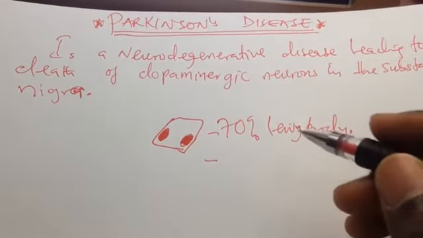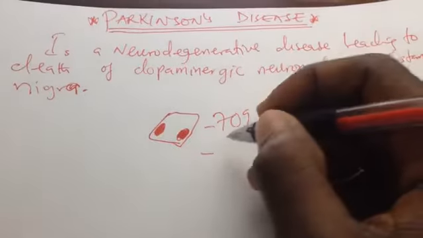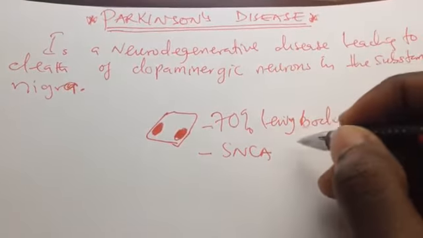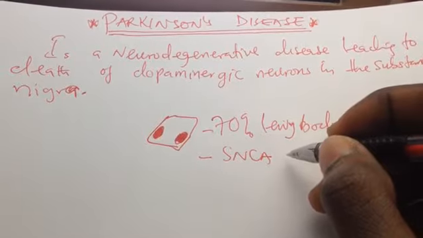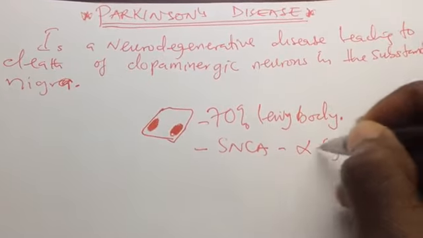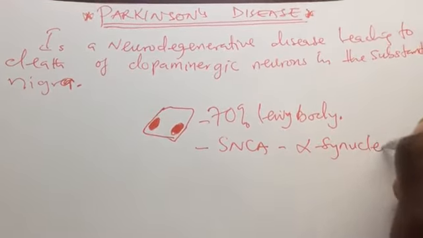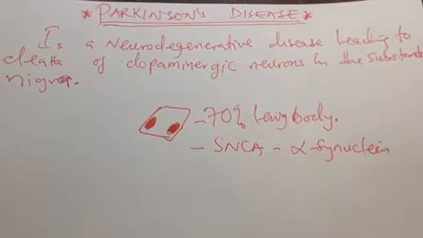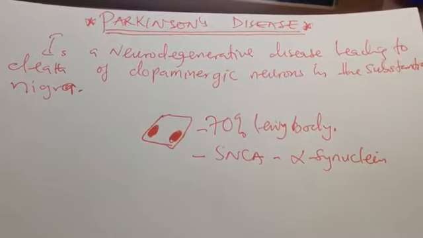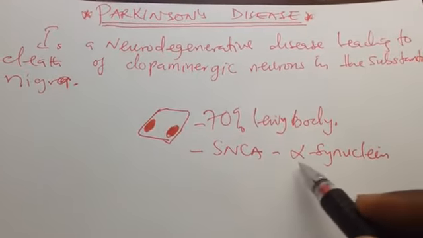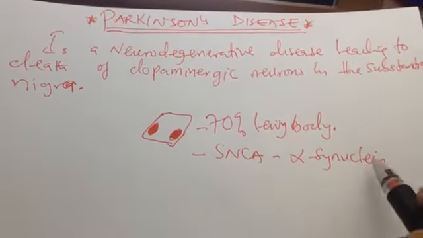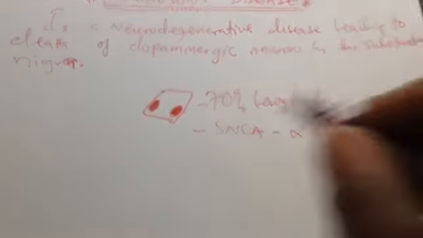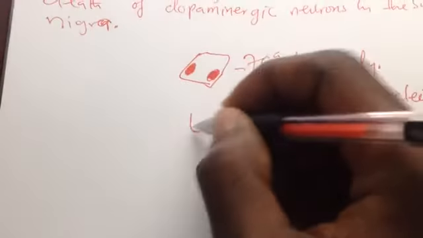degeneration. In some cases, there is a mutation in a gene called the SNCA gene. This SNCA gene encodes a protein called alpha-synuclein. We have to remember that in Alzheimer's disease it is tau protein that is accumulating, but in Parkinson's we have another protein called alpha-synuclein. So now let us see the etiology first.